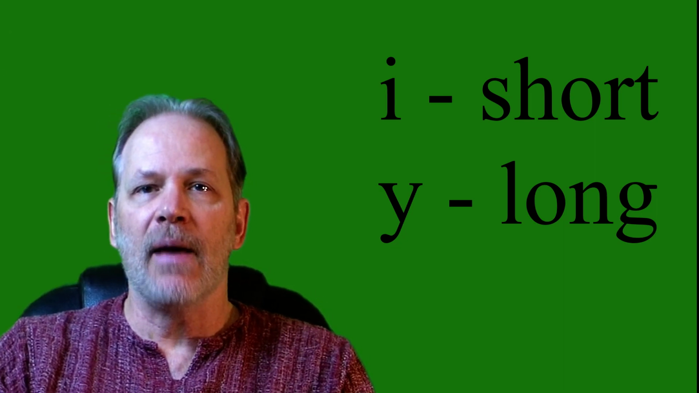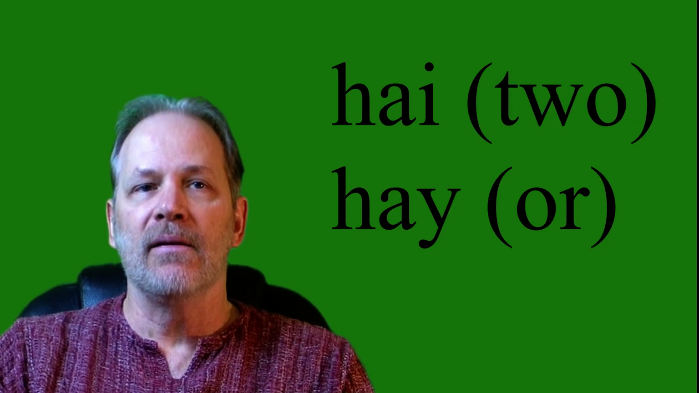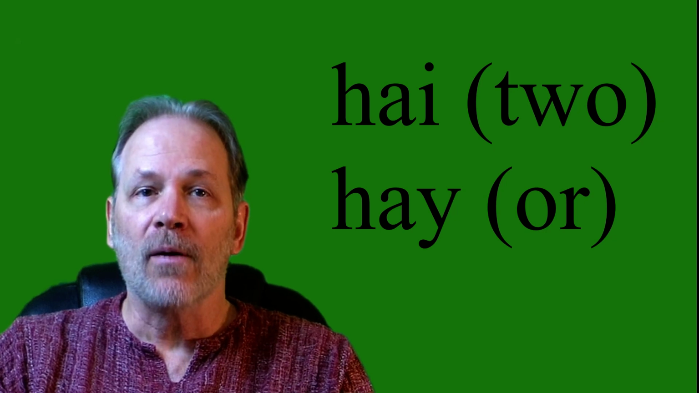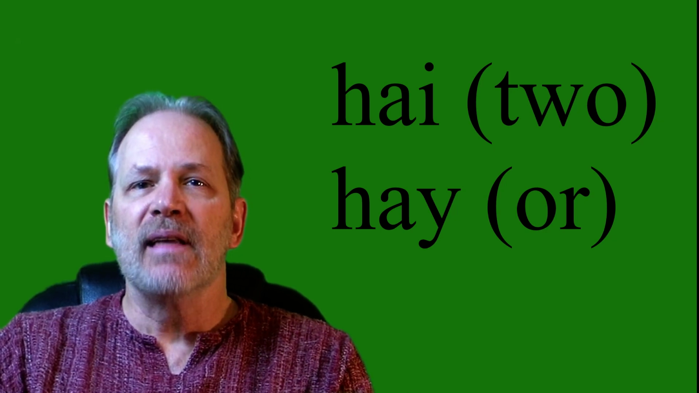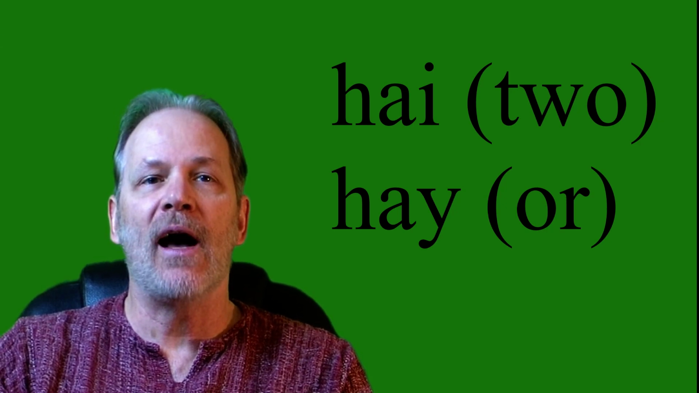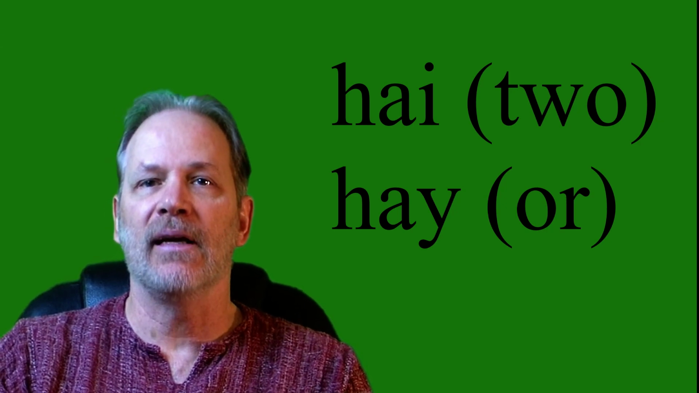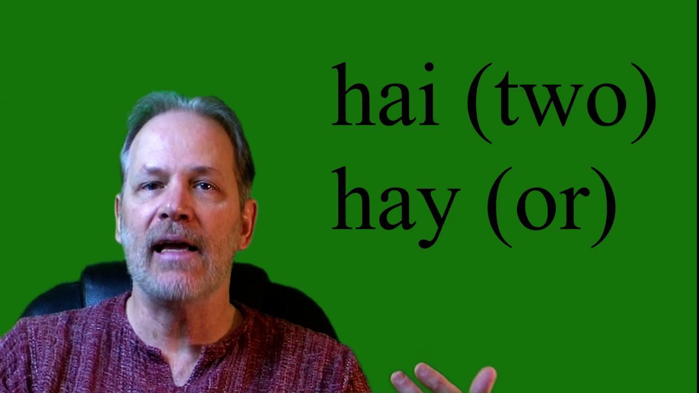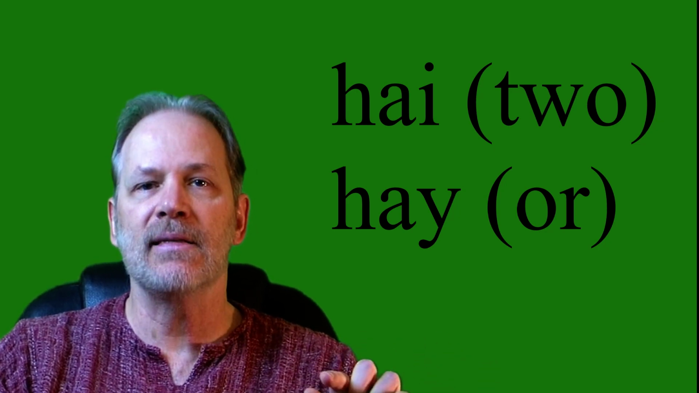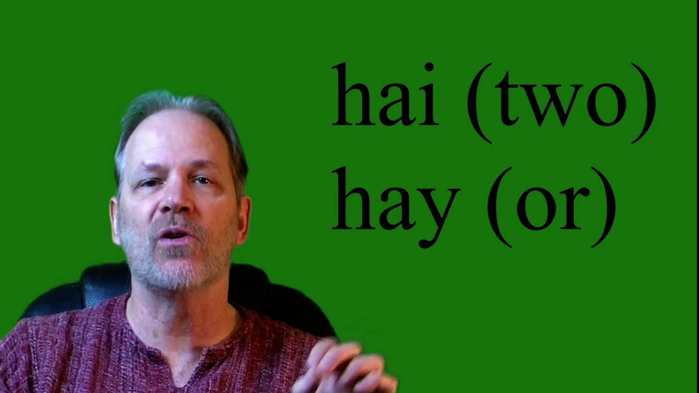As an example, the words hi, the number 2, and hai, which means or. Notice the emphasis on the ah in hai, and the emphasis on the y in hai. Again, the number 2 is hai, and or is hai. The ah is the same, it's just you're pronouncing it a little shorter when you say hai.